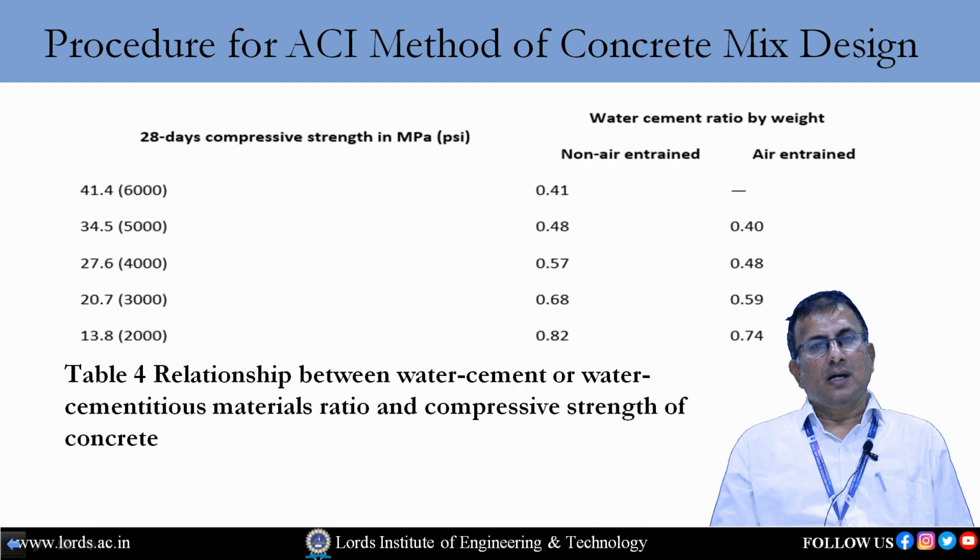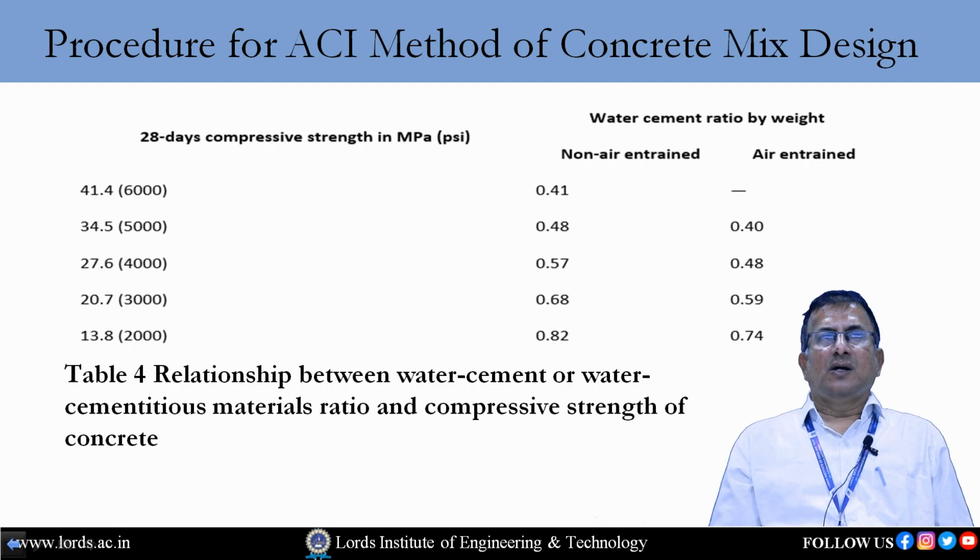Suppose if the compressive strength of the concrete is 27.6 megapascal or 27.6 Newton per millimeter square, if air entrained, the value of water cement ratio that we should consider for the design is 0.48. In the same way, if the compressive strength is 20.7 megapascal, non-air entrained, the value of water cement ratio that we can consider is 0.68.